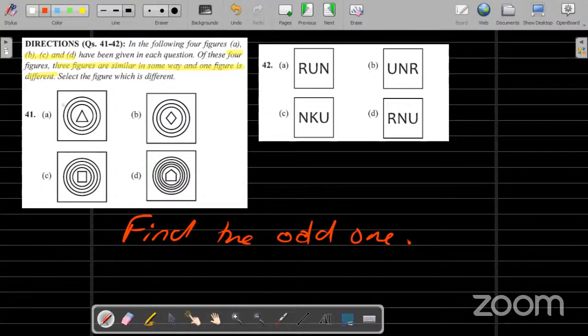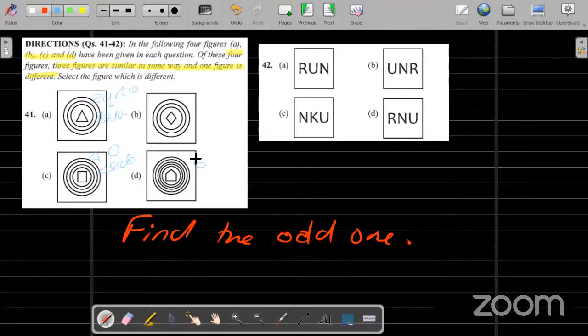Now, if you consider option A, there are 3 circles and inside the 3 circles, we have a 3-sided figure. 3 circles plus a 3-sided figure. Option C, we have 4 circles, and inside that a 4-sided figure is inscribed. Option D, how many circles are there? 2, 4, 6 circles.